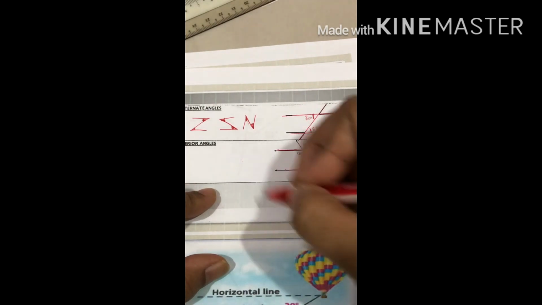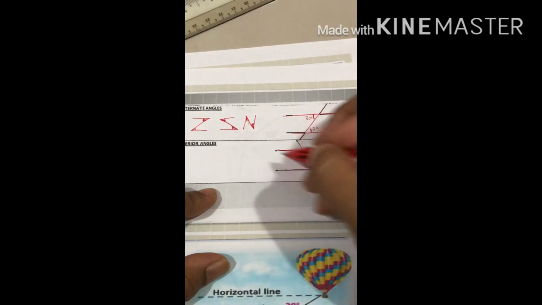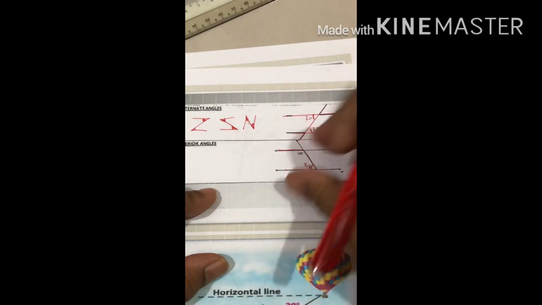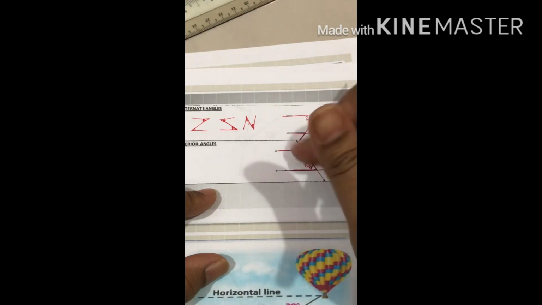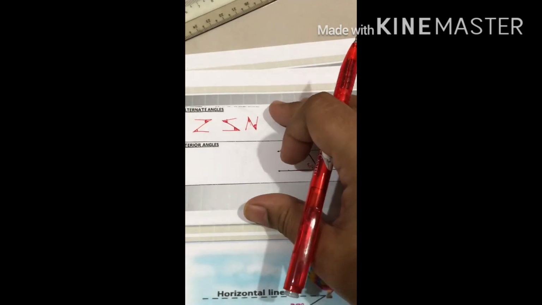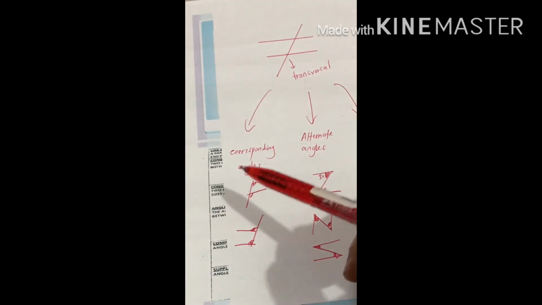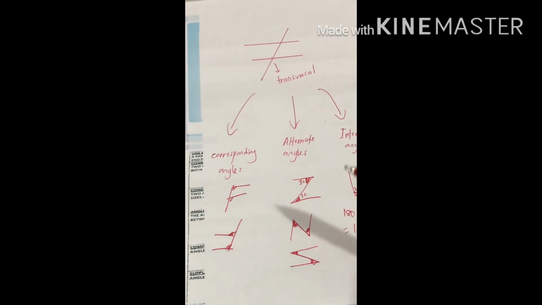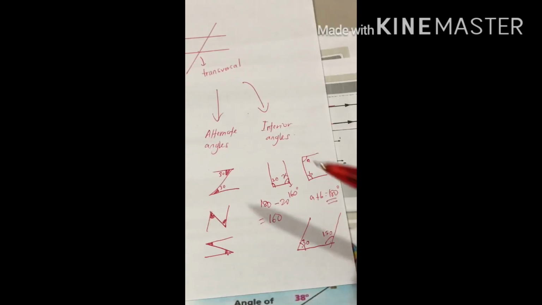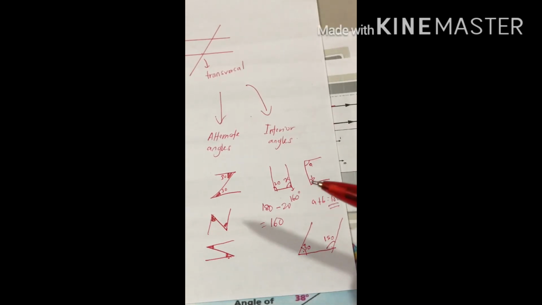This shape also can actually be F. So in one pair of parallel lines which has one transversal line, you can form three types of angles. Remember: corresponding, remember F; alternate, remember Z; interior, remember U or C.